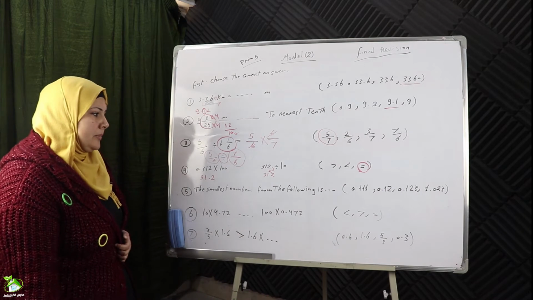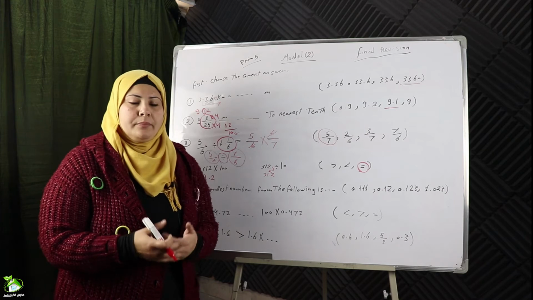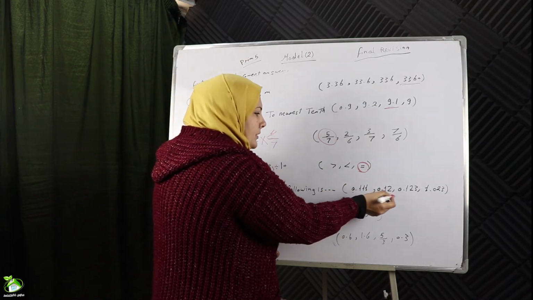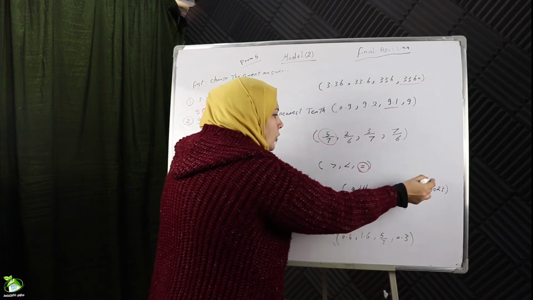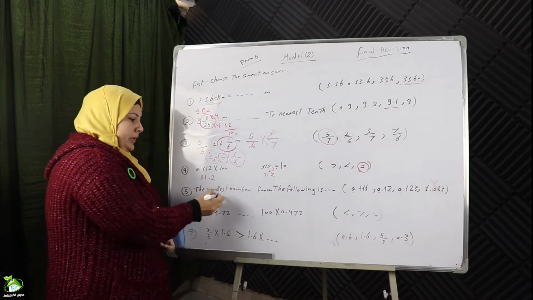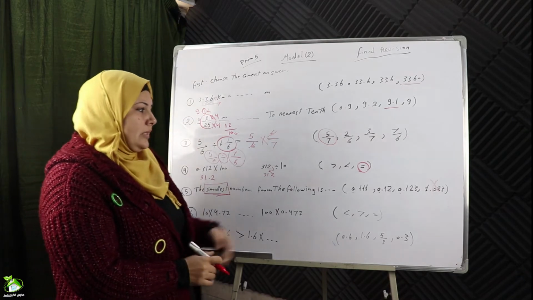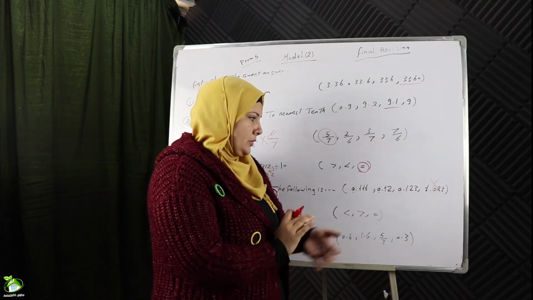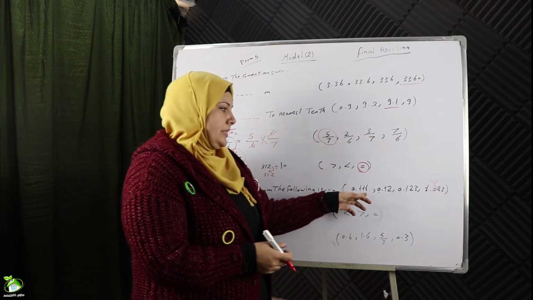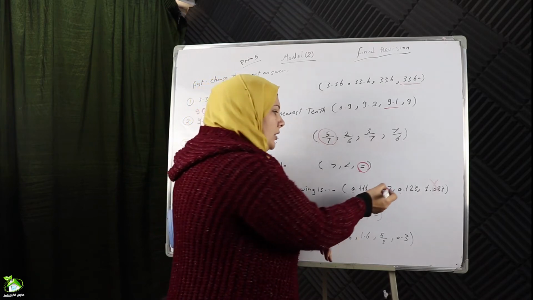The smallest number from the following is. In the first, compare between whole numbers. Whole number 0, whole number 0, whole number 0, whole number 1. Cancel. We will choose the smallest. Whole number 0, whole number 0, whole number 0. We will compare between decimal parts. Here 3 decimal parts, here 3 decimal parts, here 2 decimal parts. So I put 0.